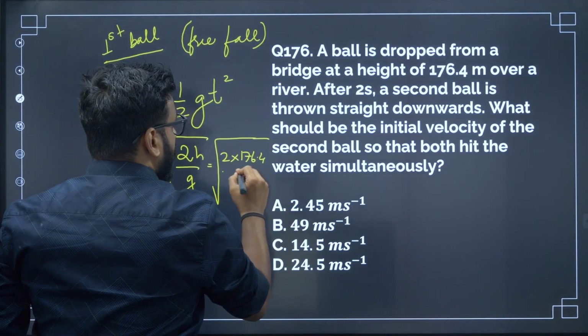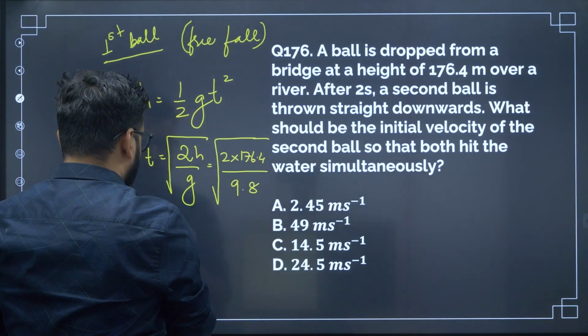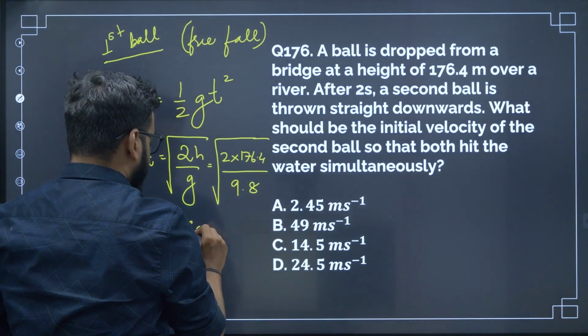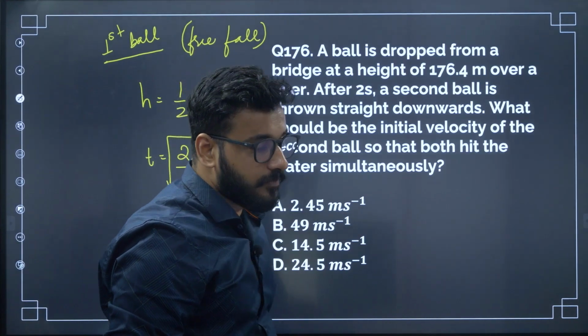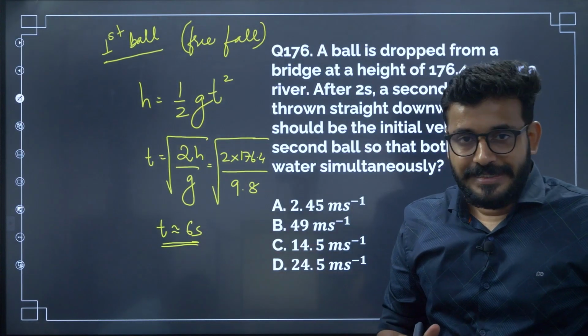176.4 whole divided by 9.8. Okay, so T is approximately 6 seconds. All of you can cross check this once again. So the time taken by the first ball is T seconds.